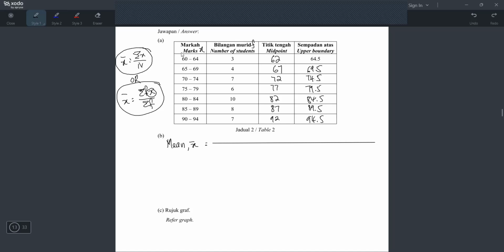Alright. It means 60 to 64, siapa yang wakil? Midpoint. So 3 times 62. Ataupun you boleh tulis 62 times 3. Benda yang sama. Tambah dengan 67 times 4. And then tambah dengan 72 times 7. And then tambah dengan 77 times 6. Tambah dengan 82 times 10. Tambah dengan 87 times 8. Tambah dengan 92 times 7. And then divide total frequency.